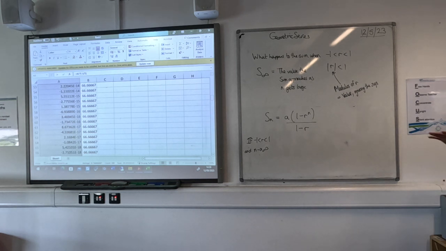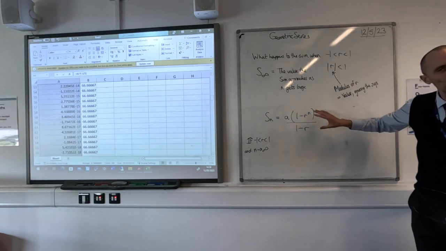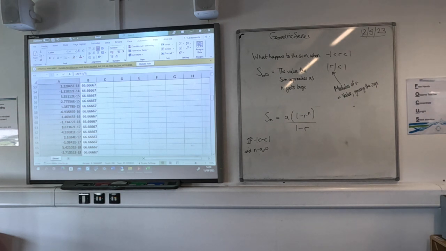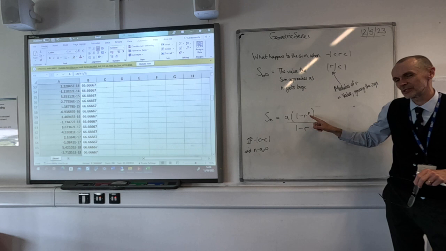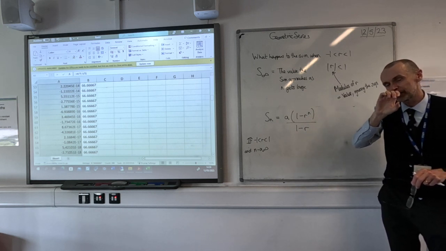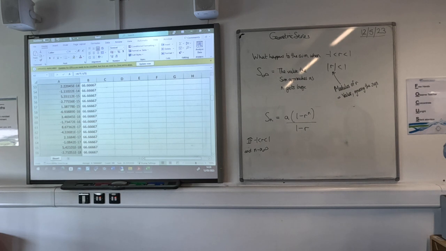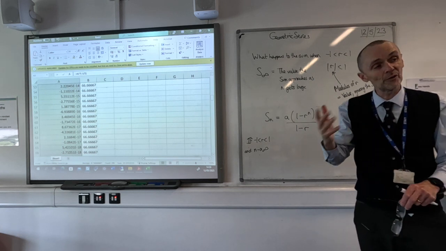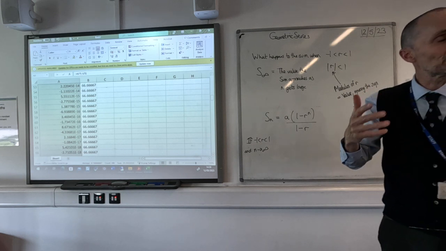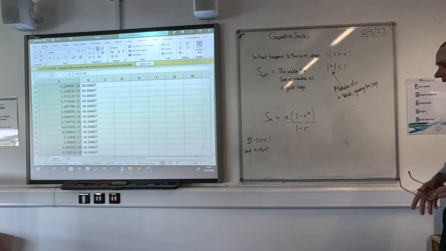Can anyone tell me anything about any terms in that formula? R is a little number, and n is a big number. Well, there's only one term in this formula which has n in it. So what's going to happen to r to the power of n, Sean, if r is small and n gets really, really big? It'll get smaller. Yeah, so if you think about it, a half squared is a quarter, a half cubed is an eighth, a half to the power of 4 is 1/16, and so on.